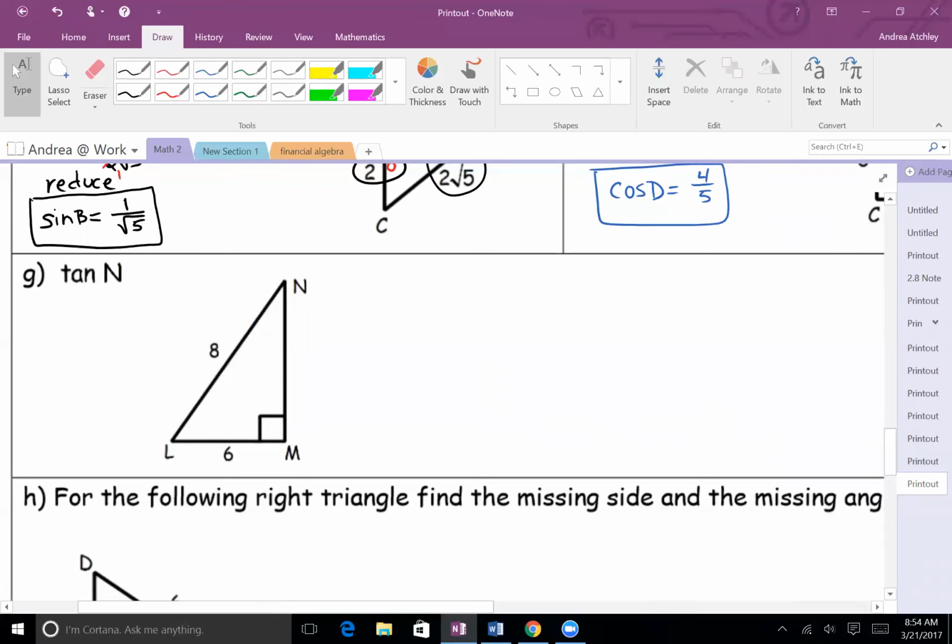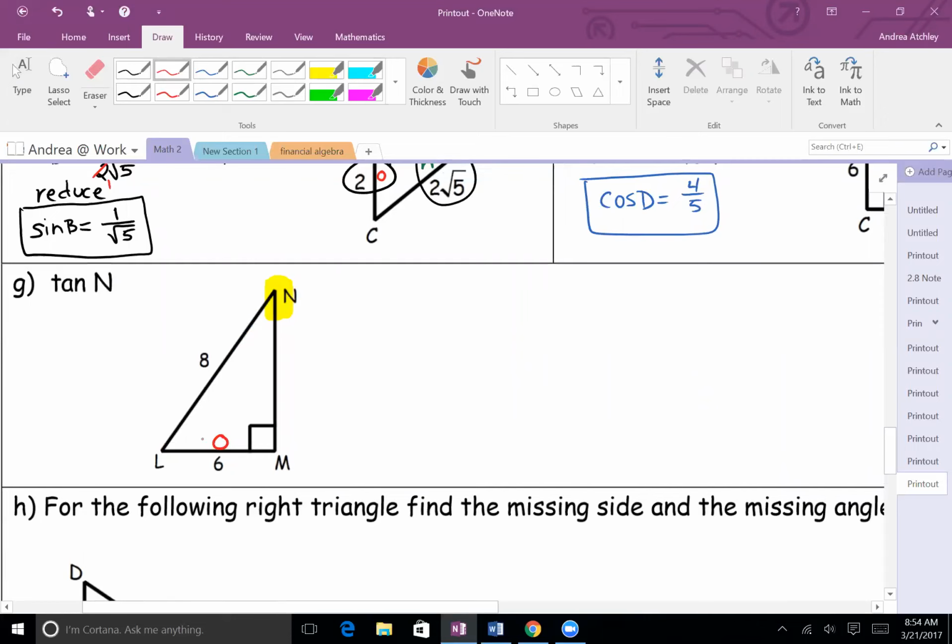Now it's asking you to find the tangent of N. So we need to label. Again, you want to look at the angle that you're given, angle N. We want to find the opposite side. If I look at angle N, the one it doesn't touch is LM. This is my opposite side. Then this is the hypotenuse. So this has to be the adjacent side. The only issue is I don't have the length of that side.